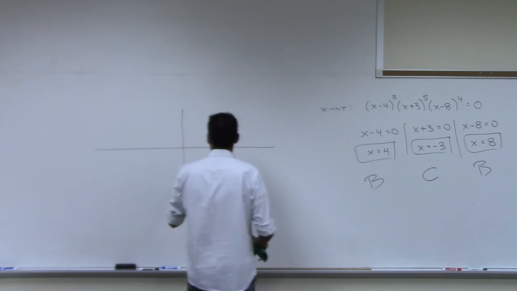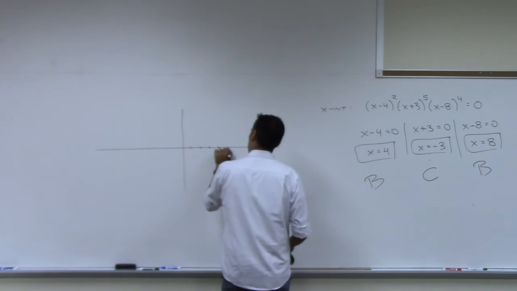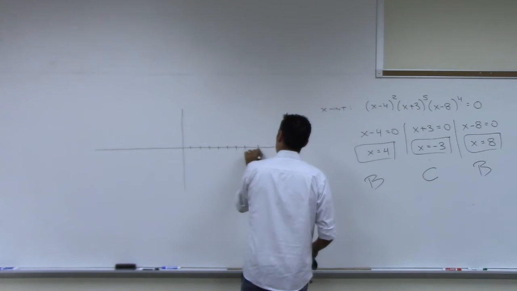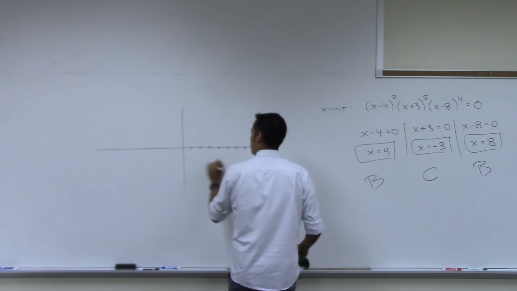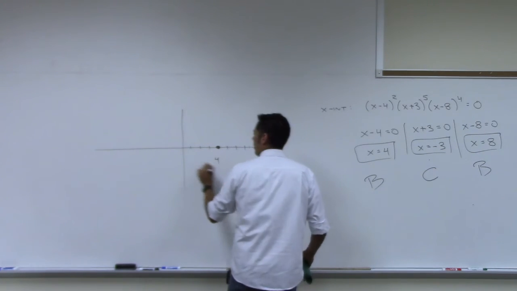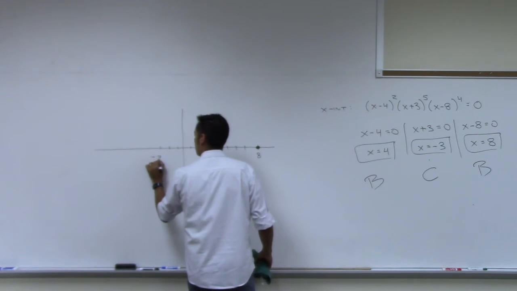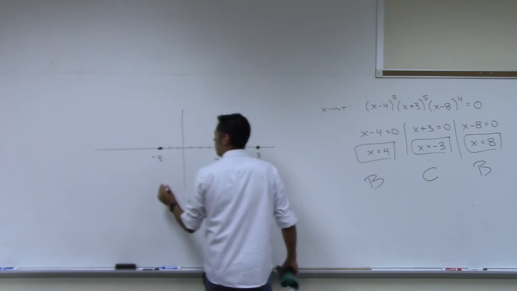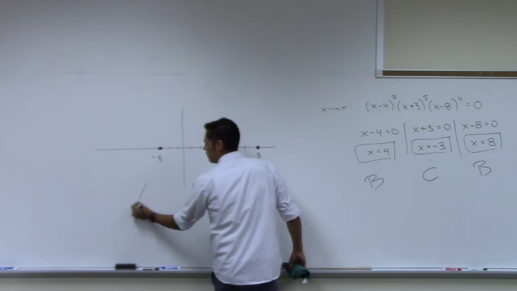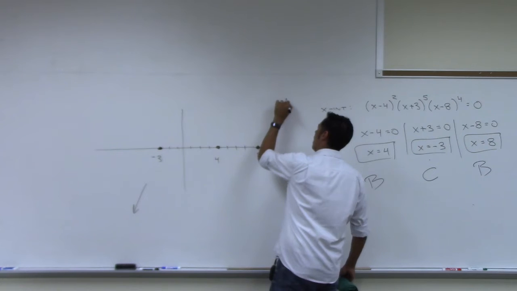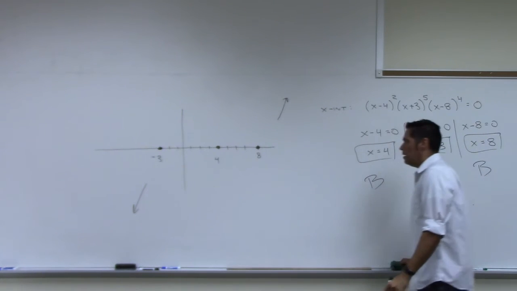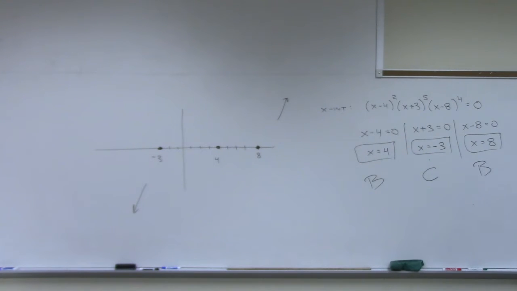All right, I'm going to plot my x-intercepts. 1, 2, 3, 4, 5, 6, 7, 8. Here's 8. I'm going to draw a dot. At 4, 1, 2, 3, 4, draw a dot. And at -3, 1, 2, 3, -3, I draw a dot. It's going to go down on the left and up on the right. And now connect.